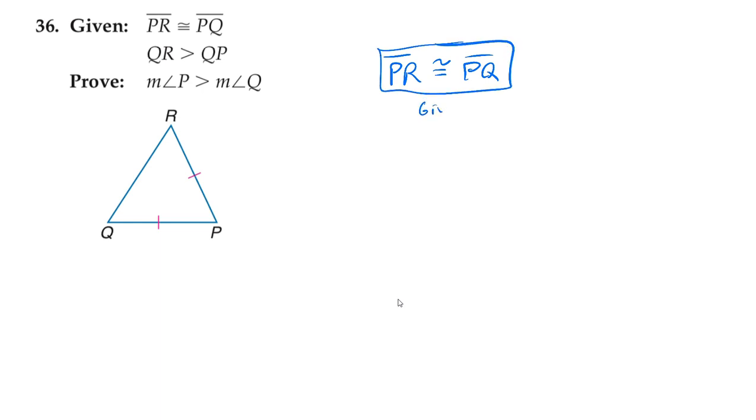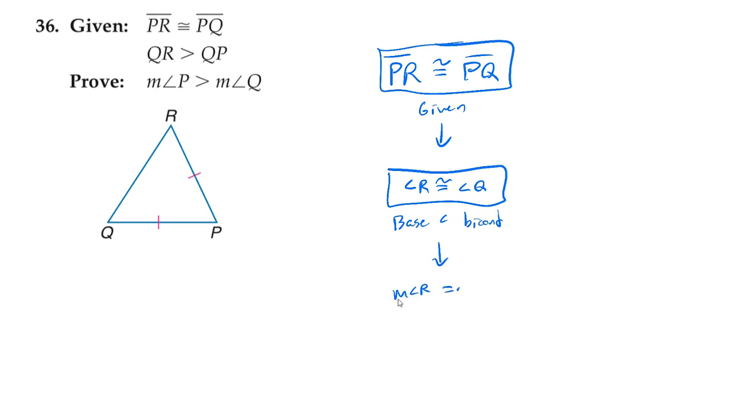And that's given. And then that leads to the base angles are the same. So that means angle R is congruent to angle Q. That's the base angle biconditional. Okay, and that leads to measure of angle R equals measure of angle Q. Okay, that's the definition of congruent angles.